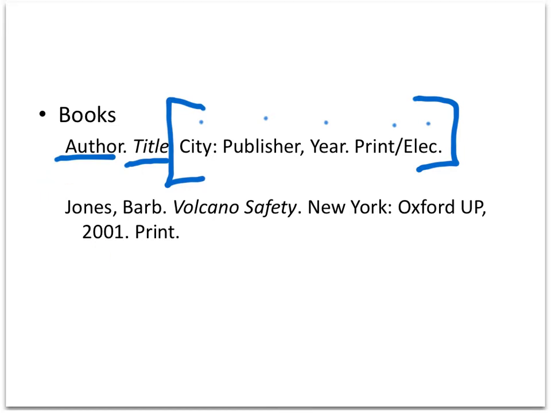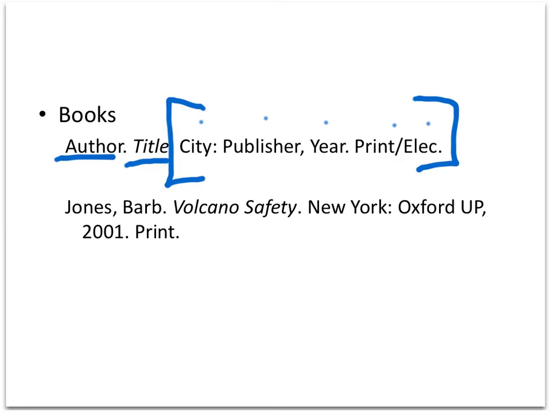When we look at our example below, we have our author, Barb Jones, basic format. This book has 1 author, so we format it last name first, first name last. The title is Volcano Safety, so we know that all titles can be italicized. So now we'll follow this basic format here. So we need a city, we have our city, New York. We need this colon here, and then following the city and colon, we have our publisher. So here is Oxford University Press.